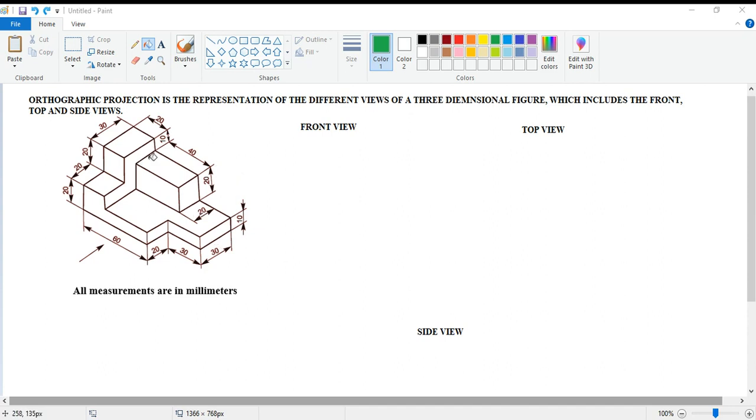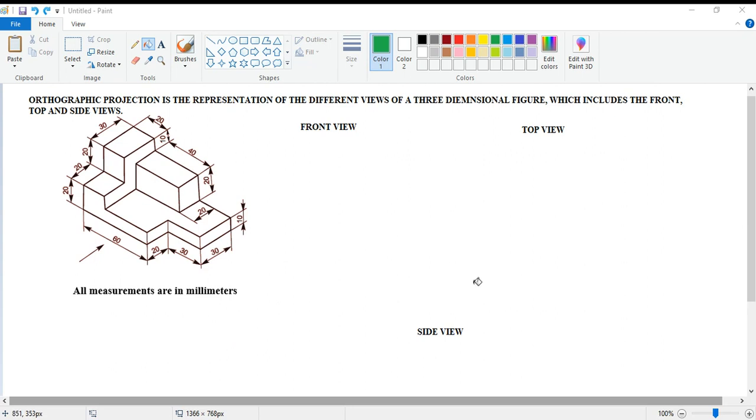So what exactly is orthographic projection? It is known as the representation of different views of a three-dimensional figure, which includes the front, top, and the side view. Right? So in orthographic projection, we are not going to be using our set squares too much. However, we're going to be doing some drawings. We're going to be using our ruler to measure the sides, okay?